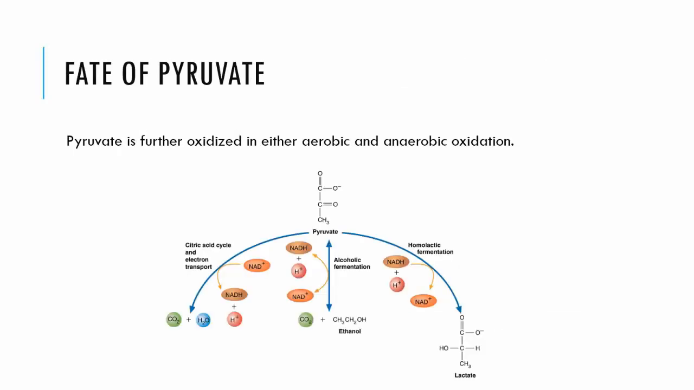At the end of glycolysis, pyruvate is then further oxidized through aerobic respiration to generate more ATP through the citric acid cycle and the electron transport chain. Under anaerobic respiration, when oxygen levels are low, pyruvate is converted to lactate through the enzyme lactate dehydrogenase to regenerate the NAD+ needed to continue glycolysis.